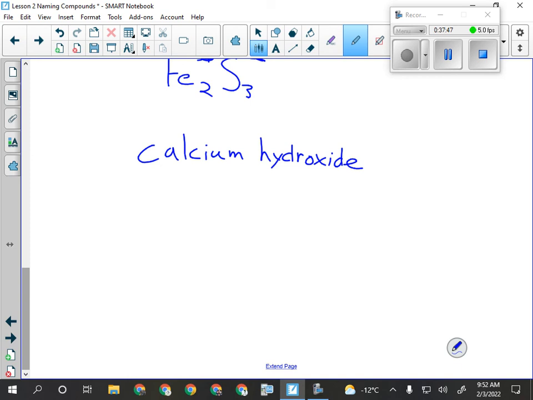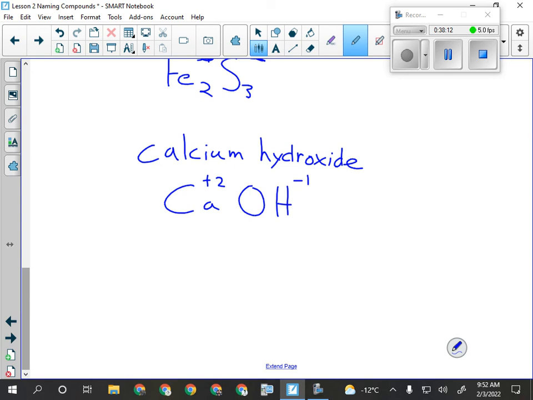All right, so the symbol for calcium is Ca. The charge on calcium is +2. Okay, what's hydroxide? OH, right, it's a polyatomic ion. Okay, what's the charge on hydroxide? -1. Okay, so there's a little bit of a special rule here for this one.